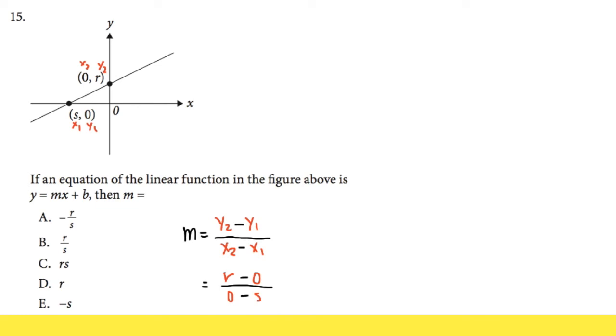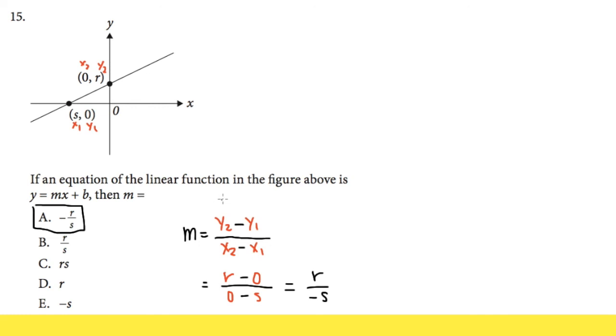And now we just have to work this out. On the top, we have r minus 0. So that's r over 0 minus s. That will be negative s. So altogether, what's the answer? This is the same as choice A, negative r over s.